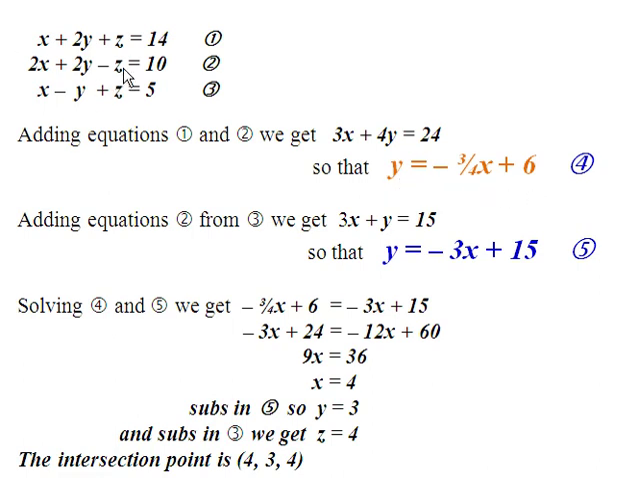Adding equations 2 and 3, again we eliminate z and obtain this equation, and in y equals mx plus c form it is this. Now solving those two equations we get x is 4, y is 3, z is 4, and the intersection point is (4, 3, 4).